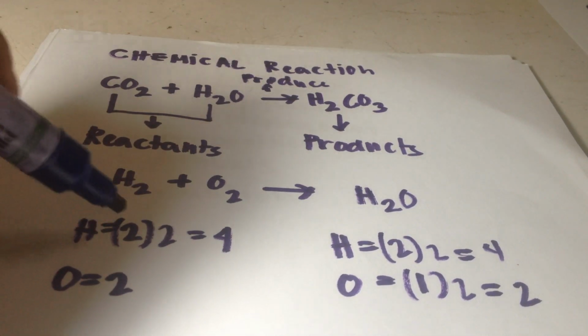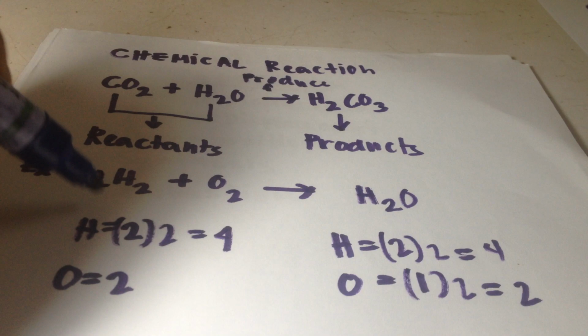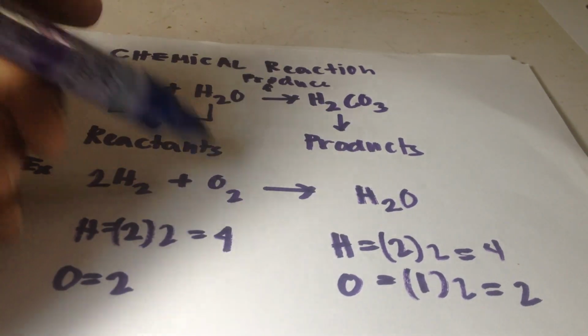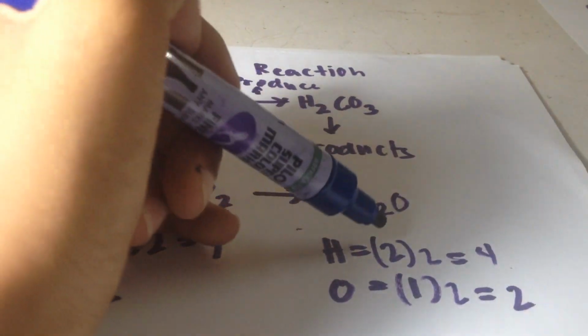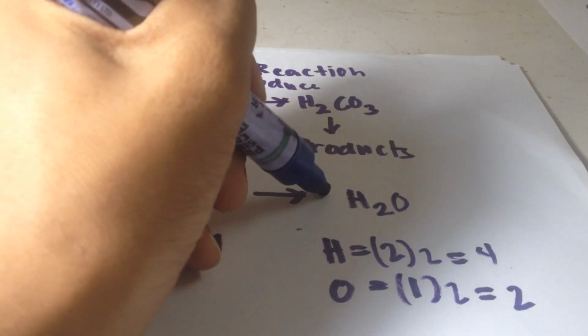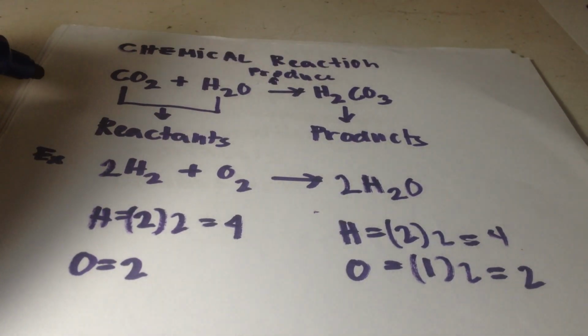So you need to put a 2 here. 2 times 2 equals 4, and oxygen gas has 2, so it is balanced. And how about the hydrogen? 2 times 2 equals 4, so you need to put a 2 here too. 2 times 2 equals 4, 2 times 1 equals 2. So it is balanced. Okay?